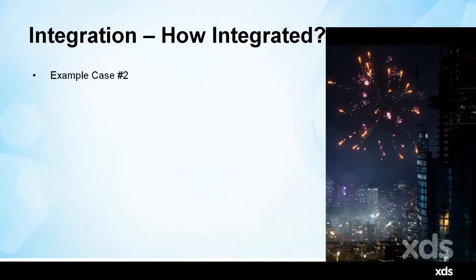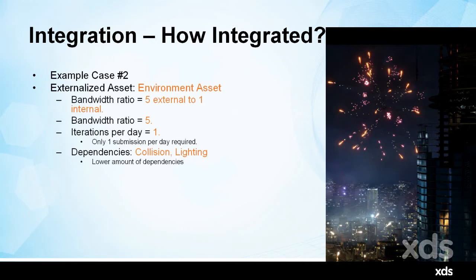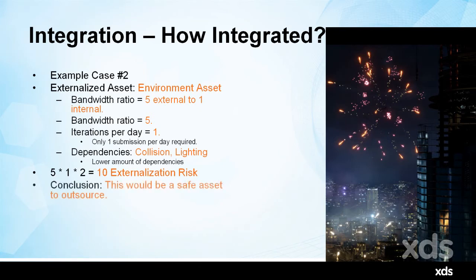Another example case, an environment asset. Same bandwidth ratio, 5 to 1. Iterations per day, 1. That asset will probably only change about once a day. Dependencies are collision and lighting. Lower amount of dependencies, so that equals basically an externalization risk of 10. So 10 times less than a level file. So probably safe to outsource. And I'd say a character asset would probably be even safer.